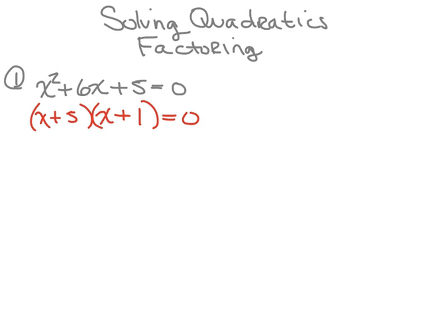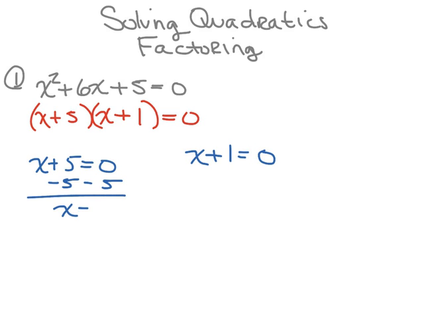Now what I'm going to do is take each of the factors. X plus 5 is one of the factors, so I'm going to set it equal to 0. I'm also going to take the other factor, x plus 1, and set it equal to 0. At this point I've got two equations that I'll be solving for. So I'm going to solve this first one over here. I'm going to subtract 5. 0 minus 5 is a negative 5. Therefore, one of my solutions to this quadratic is negative 5.